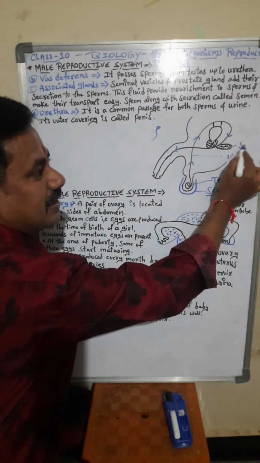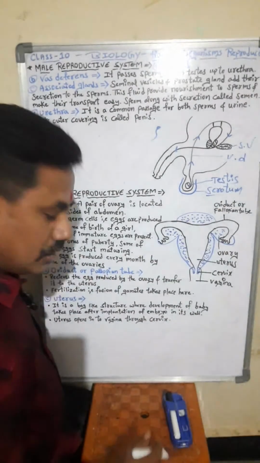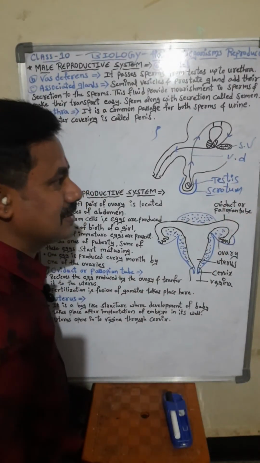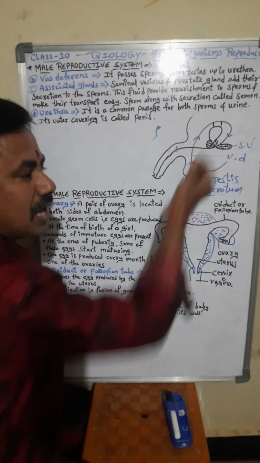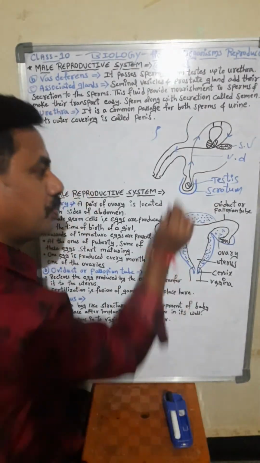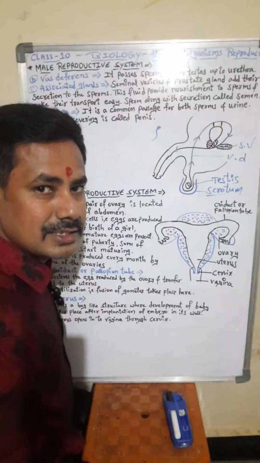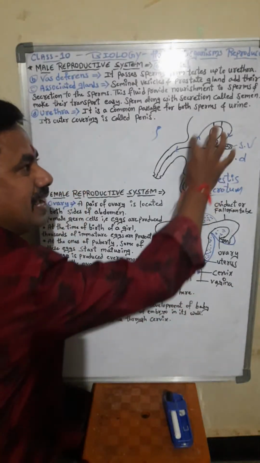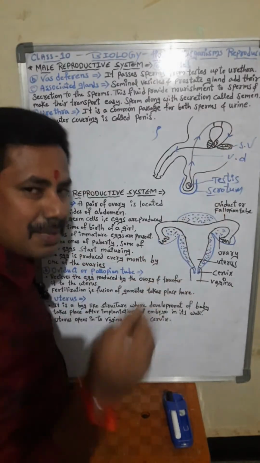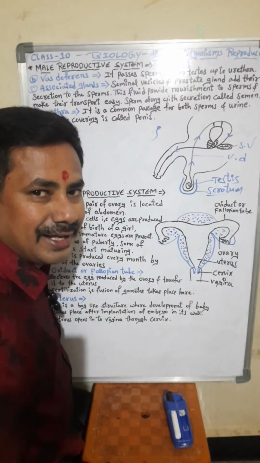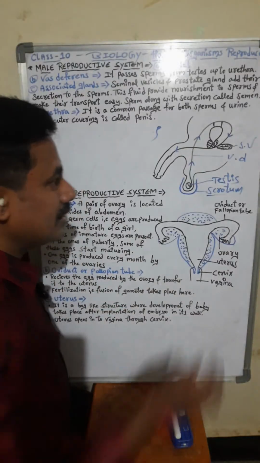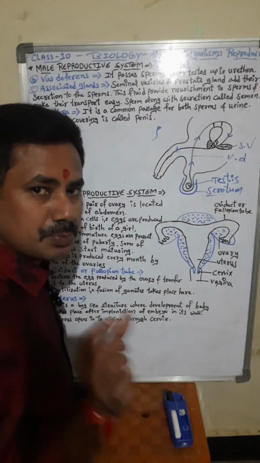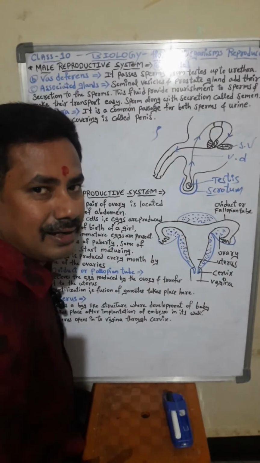And here seminal vesicles are there, students. They release some secretion, a fluid substance, because the sperms are not yet well developed. Sperms are produced in the testes, but they are not fully developed. When they come in this way, the seminal vesicles release some fluid which gives nourishment to the sperms, and the sperms will develop well.